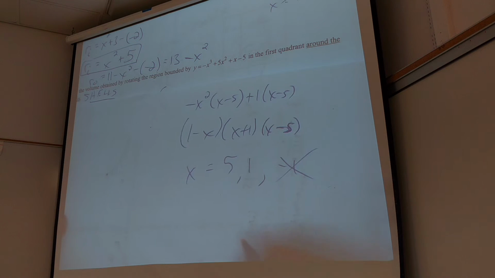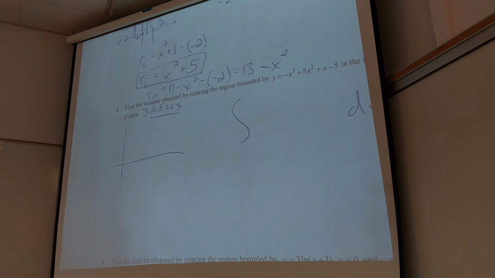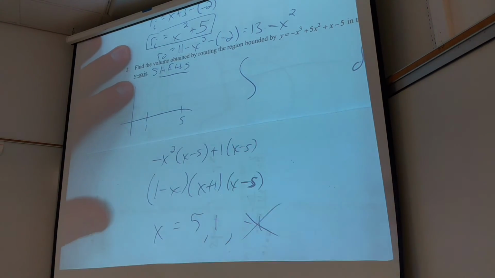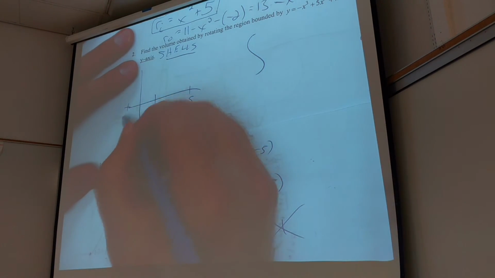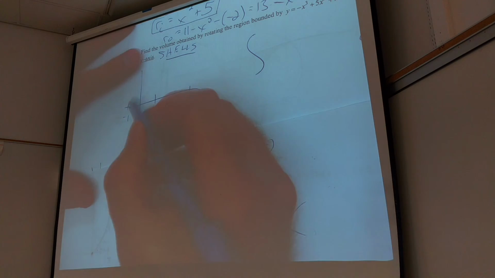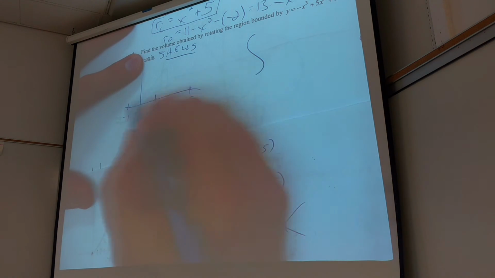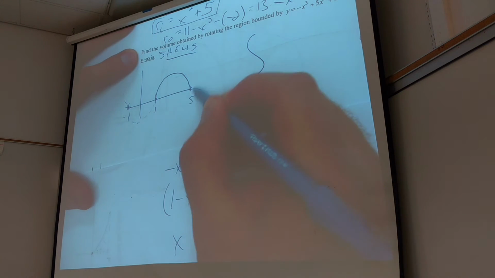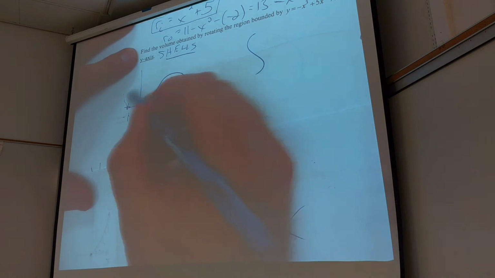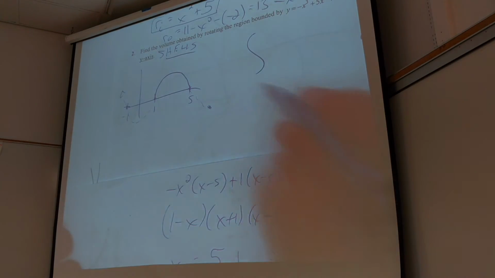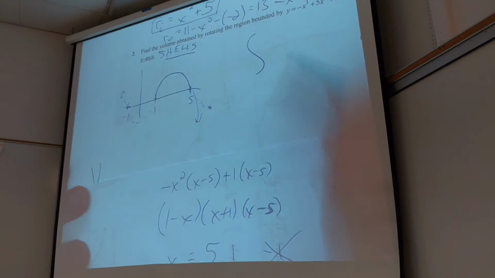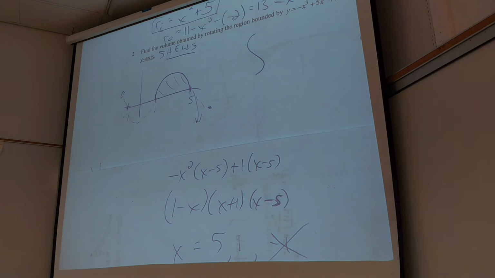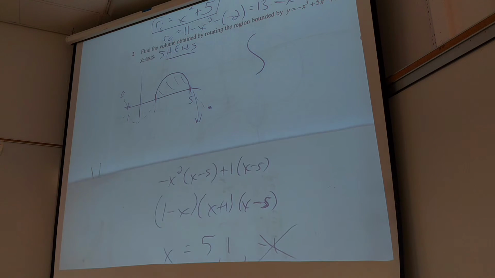So now I know this thing is going to look like this, from 1 to 5. So just to be complete, I'm going to put negative 1 back there too, but I'm going to focus on this. So it would look like this, basically. So I'm just going to focus on the part that's in the first quadrant. Cool.